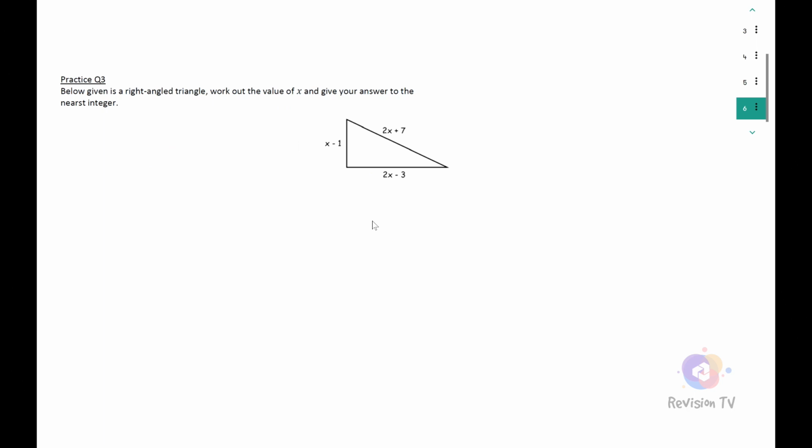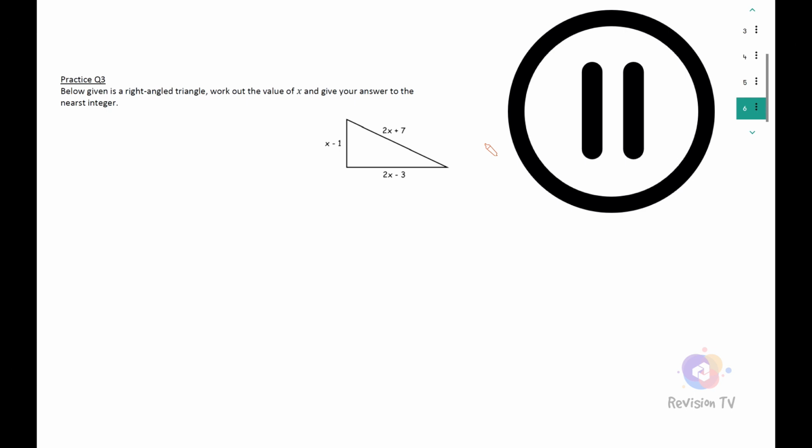So this question, you can use a calculator, okay? I should have put a calculator symbol, but this question is in a calculator paper. Below is a right angle triangle. Work out a value of x, and give your answer to the nearest integer. So pause the video, have a go at the question. When you're ready for the answer, or if you need my explanation, you can press play.